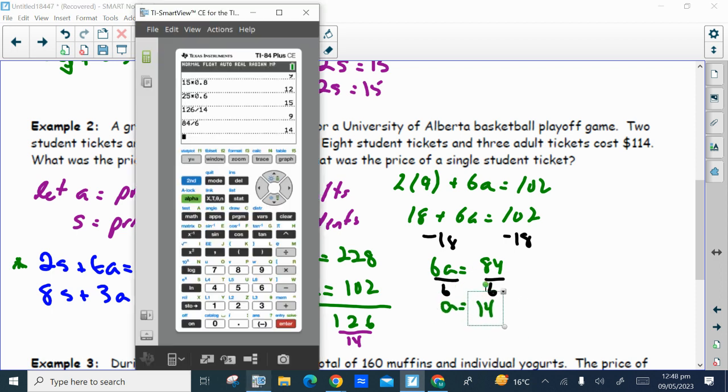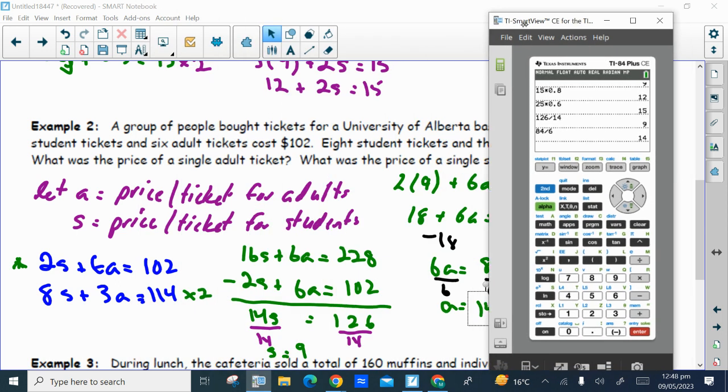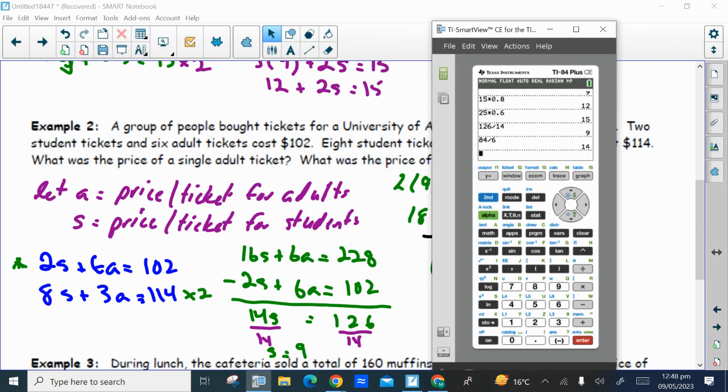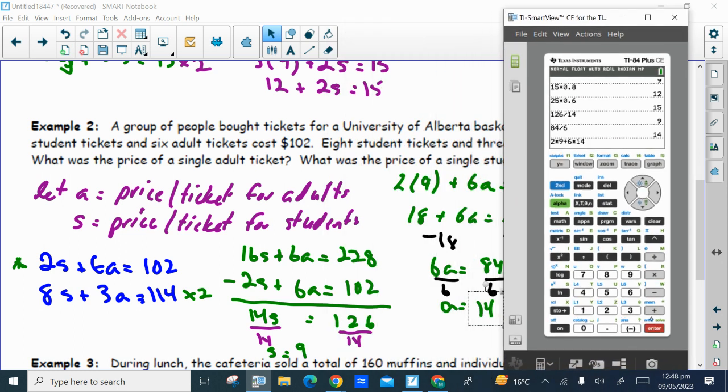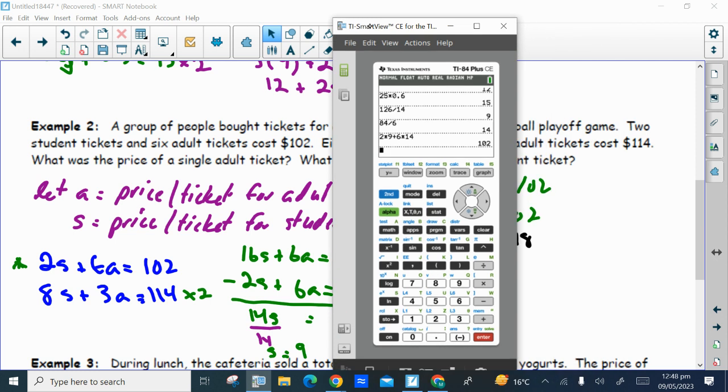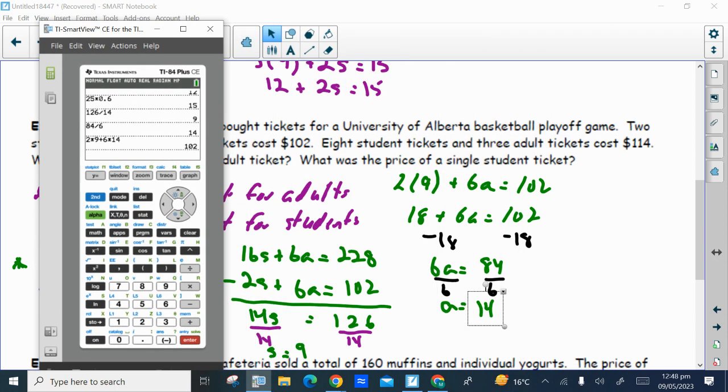So to check it, we will look at both scenarios and make sure that it works out. The first is that 2 student tickets, we found the student tickets to be $9, so 2 times 9 plus 6 adult tickets, and we found the adult tickets to be $14, equals 102, which is what it's supposed to equal. Then 8 student tickets, so 8 times 9 plus 3 adult tickets, 3 times 14 should equal 114, and it does. So that one checks.